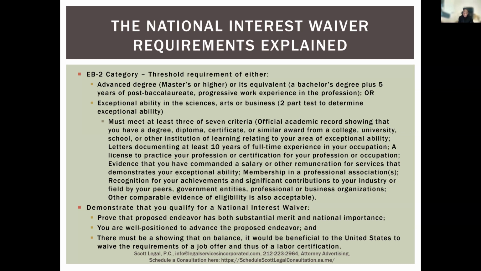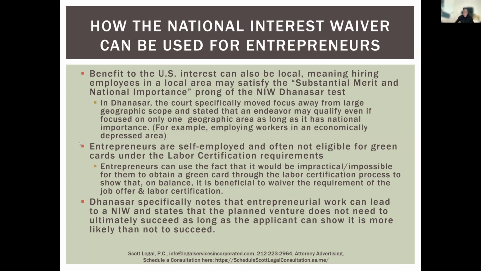And that 3-prong test is that you prove that the proposed endeavor has both substantial merit and national importance. You have to show that you're well positioned to advance the proposed endeavor, and you have to show that on balance it would be beneficial to the United States to waive the requirement. So we're going to talk about these 3 requirements in much more detail. I ran through them very quickly, but we're going to talk about them in much more detail.